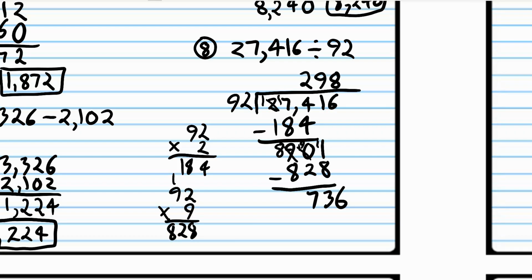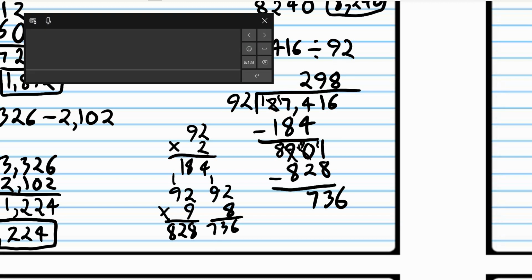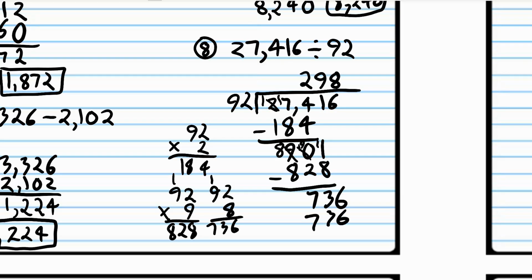Put an 8 up there, and let's go ahead and multiply 92 times 8. 8 times 2 is 16, carry the 1, 8 times 9 is 72, plus 1 is 73. And what do you know? It's the exact number. So we don't have a remainder on this problem. 8 times 92 is 736.